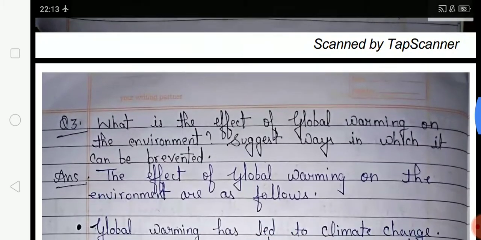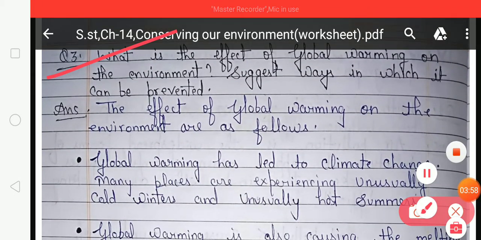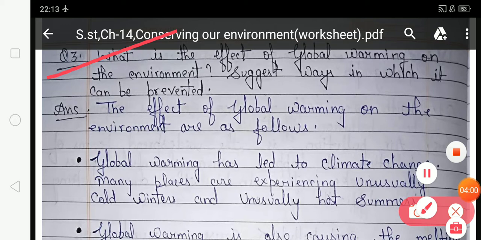Now look at the next page, that is question number 3. What is the effect of global warming on the environment? Suggest ways in which it can be prevented. So students, in this question you have to write the effect of global warming on the environment and suggest the ways in which it can be prevented. How to prevent global warming?